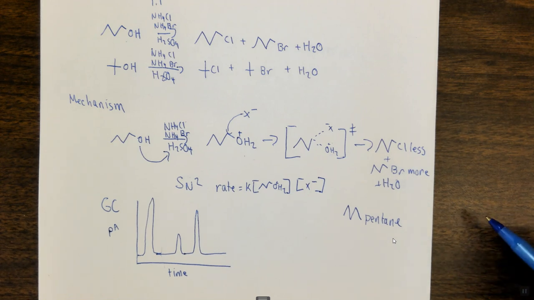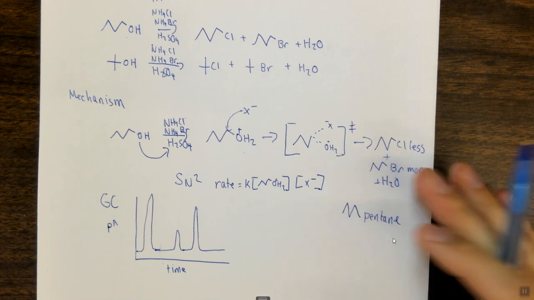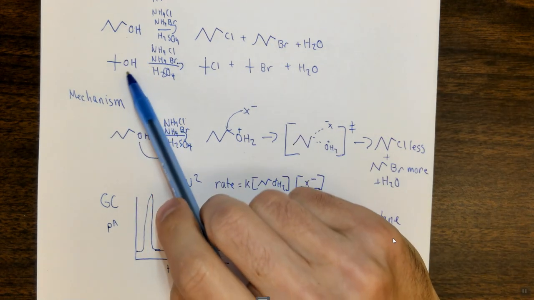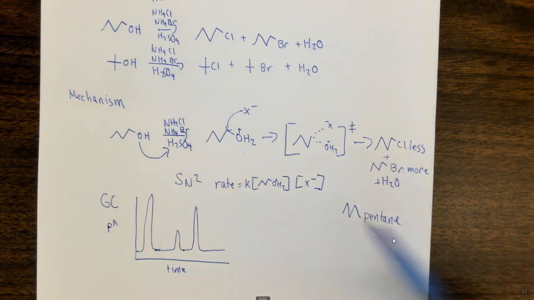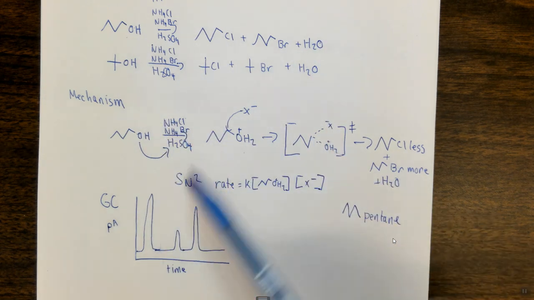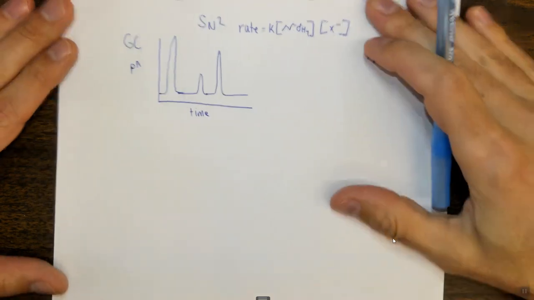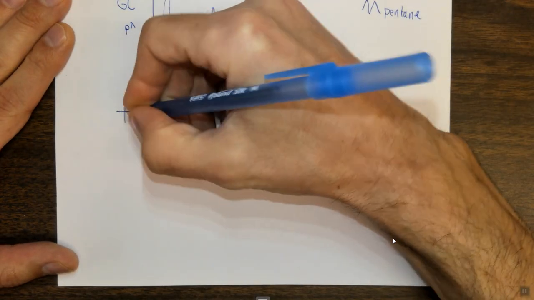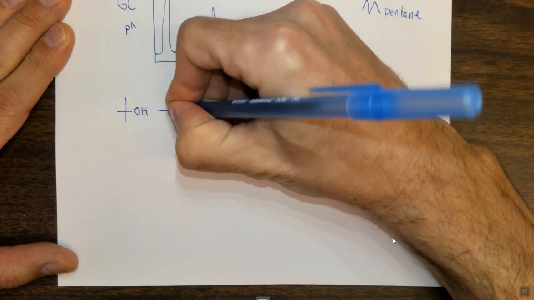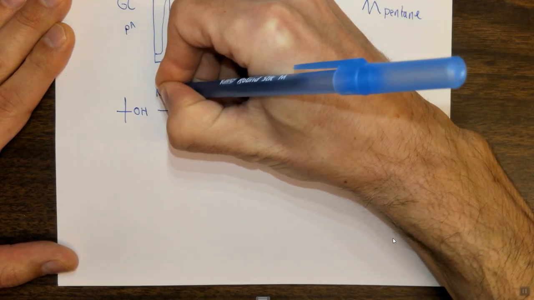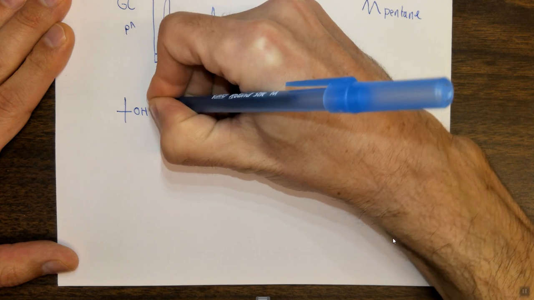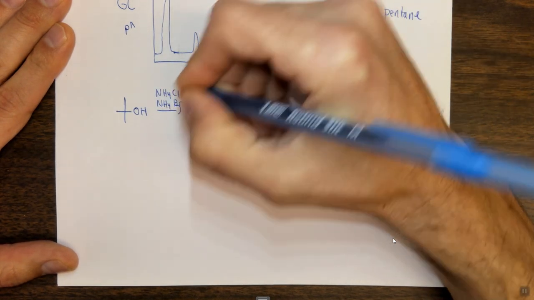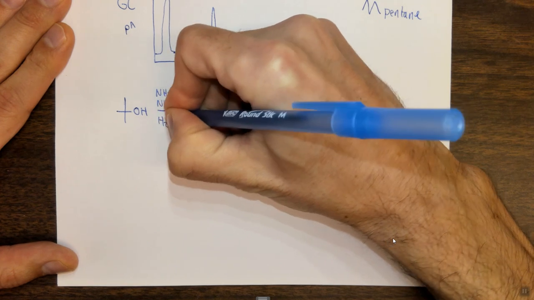So this is the mechanism of the SN2 reaction. Again, we're comparing the SN2 reaction to what's ultimately going to be the SN1 reaction up here because at first glance they look the same until we consider the mechanism. Now let's look at the other one. All right, in this case, we have T-butanol. And we have it in the presence of NH4Cl, NH4Br, and H2SO4.